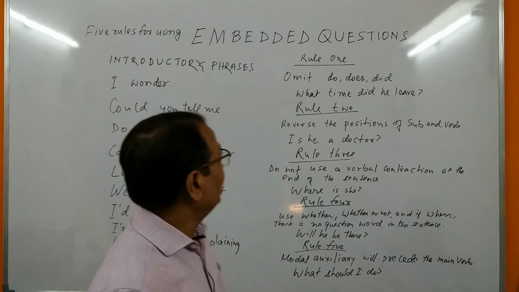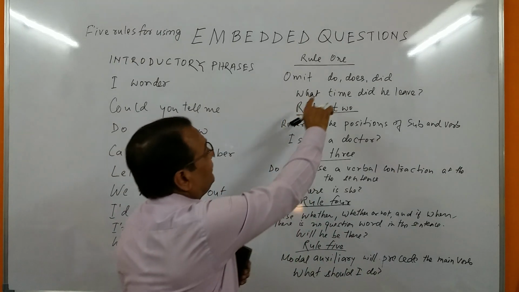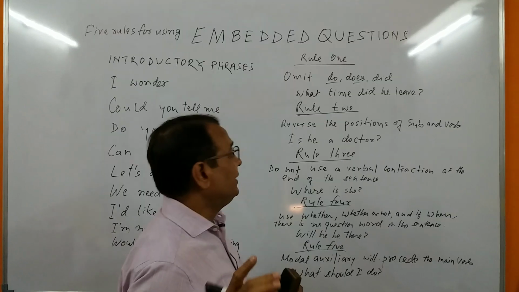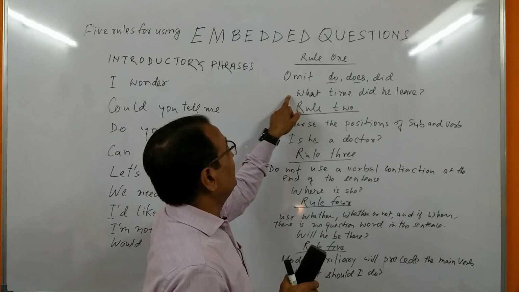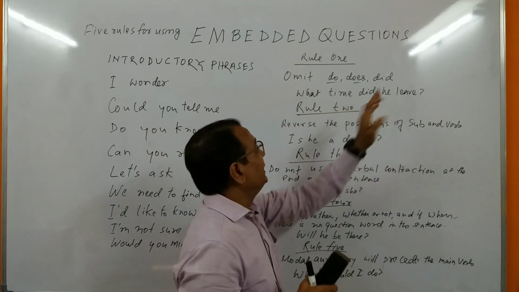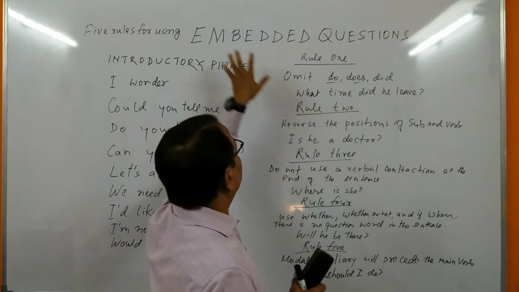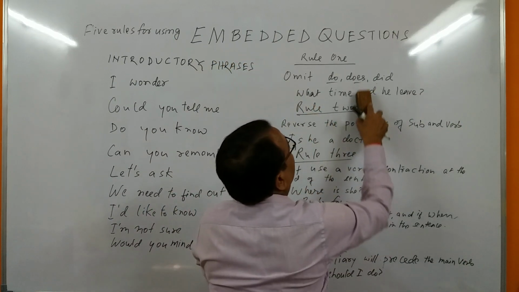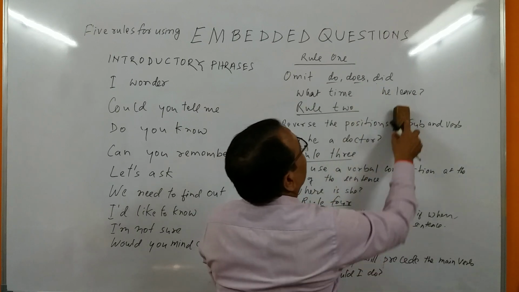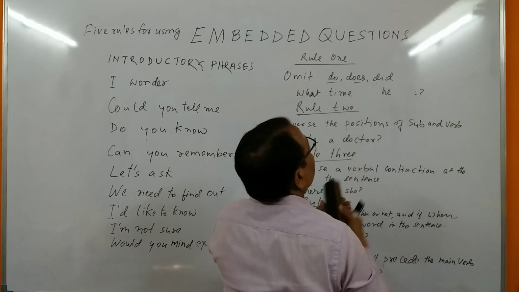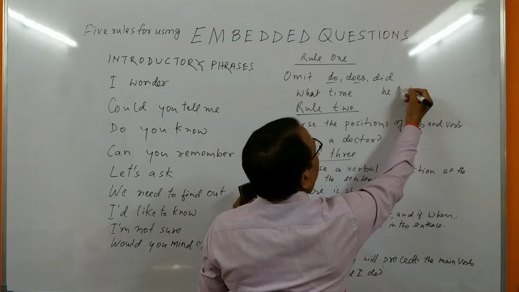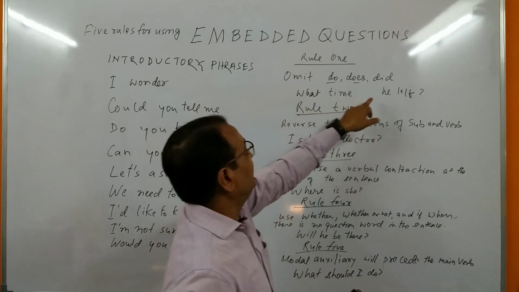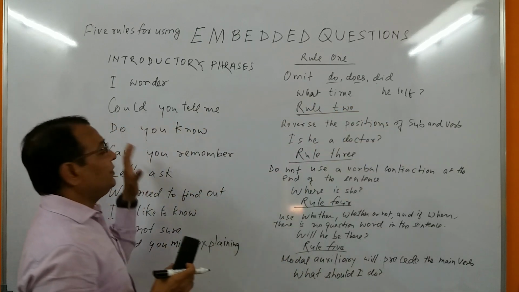Okay, rule number one is we omit do, does and did. We omit do, does and did. When it's a direct question, it is: what time did he leave? Look, if I am changing this into an embedded question, what I'll do: what time he left. I'll just remove did here, and I'll use the past form of the word, left. Now this is an embedded question, what time he left.